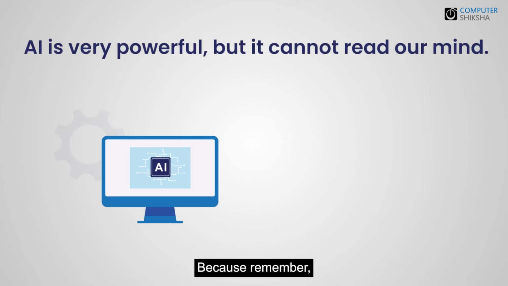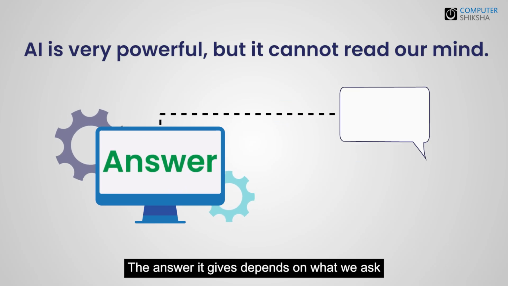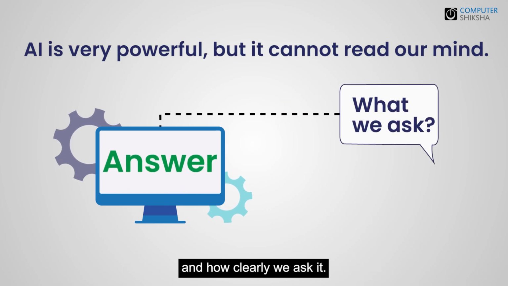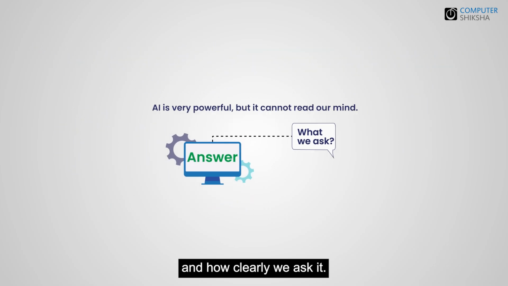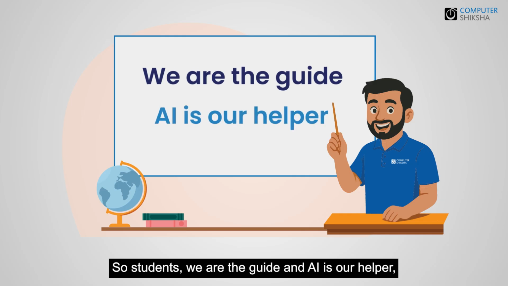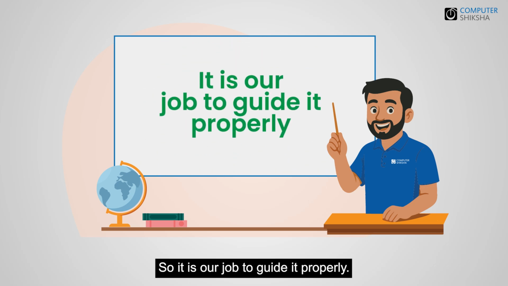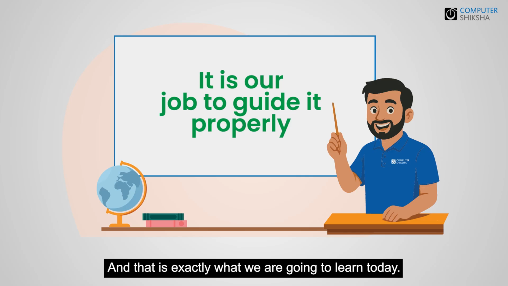Because remember, AI is very powerful, but it cannot read our minds. The answer it gives depends on what we ask and how clearly we ask it. So students, we are the guide and AI is our helper that can do many things quickly. So it is our job to guide it properly. And that is exactly what we are going to learn today.